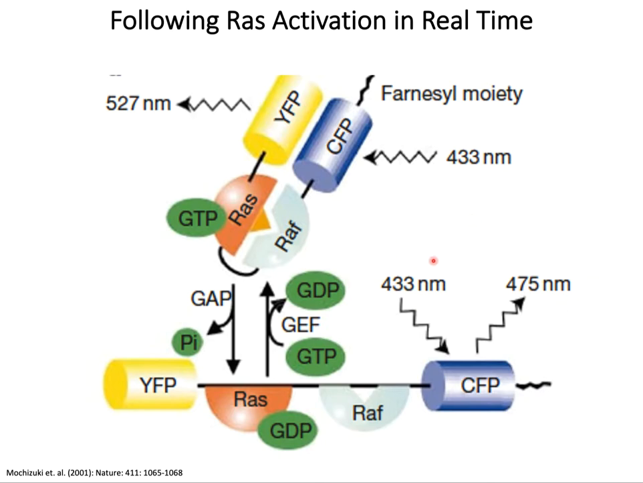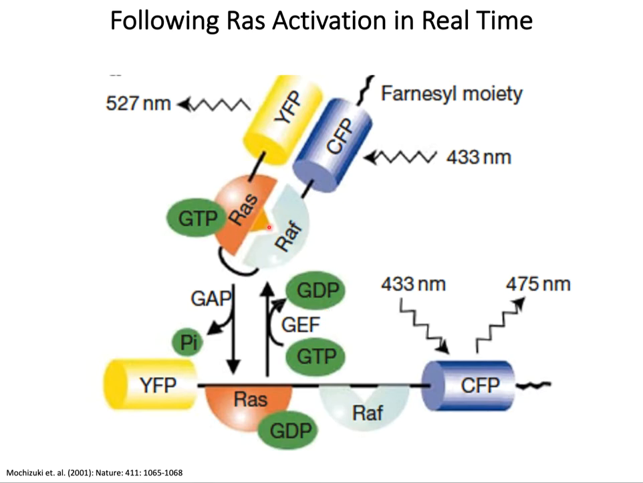Now, the scientists added some EGF, or the epidermal growth factor, to the cells, which signals through the receptor tyrosine kinase. The activation of the receptor tyrosine kinase activated the guanine nucleotide exchange factor, or GEF, and upon the exchange of the RAS GDP, now it becomes RAS GTP.